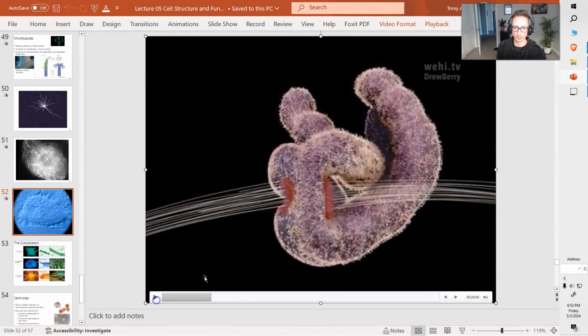So these are the microtubules attaching to the chromosomes. So this is one sister chromatid, this is the other sister chromatid. You see there's actually multiple microtubules that attach.